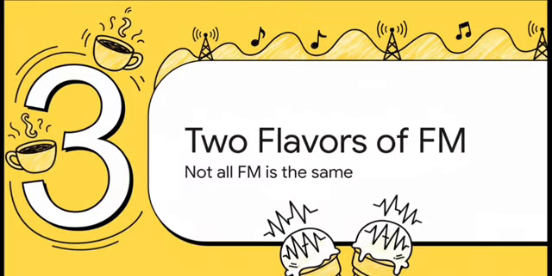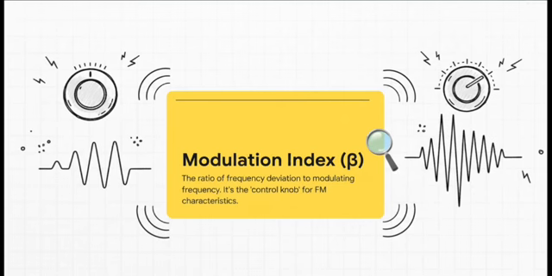Okay, so now things get a little more nuanced. It turns out that FM isn't just one thing. Depending on what you're trying to do, you can actually adjust how much the frequency changes. And that gives us two main types, or you could say flavors, of FM. The parameter that controls all this is called the modulation index. Honestly, the best way to think of it is like a control knob. If you have a low setting, you get one type of FM. If you crank it to a high setting, you get another, and they each have very, very different characteristics.